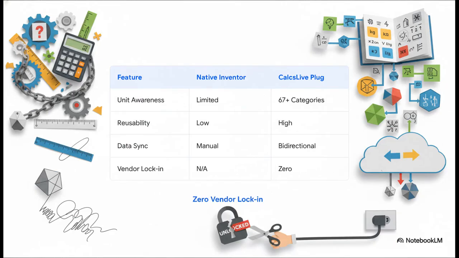Let's just break down the advantages side by side, okay? Where Inventor has very limited unit awareness, CalcsLive handles over 67 engineering categories. Where Inventor formulas are basically trapped inside a single model, CalcsLive calculations are separate, reusable, and you can use them across all your projects. But for me, the most important line on this whole table is that last one, zero vendor lock-in. Because of that clever comment-based mapping, you can stop using the plug tomorrow and your models are 100% fine.